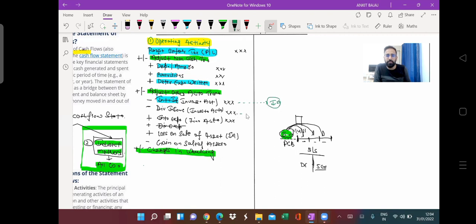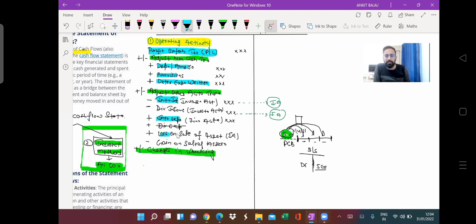Similarly, dividend income is not a part of operating activity. It's a part of investing activity, right? So we will discuss what transactions we record in investing and financing activity. After that, if the company is paying any interest, interest payment is a part of financing activity. It's not a part of operating activity. So we will add back. Interest payment was recorded as an expense in P&L account, and we reduced it in P&L account, and now we are adding it back to find out cash profit.